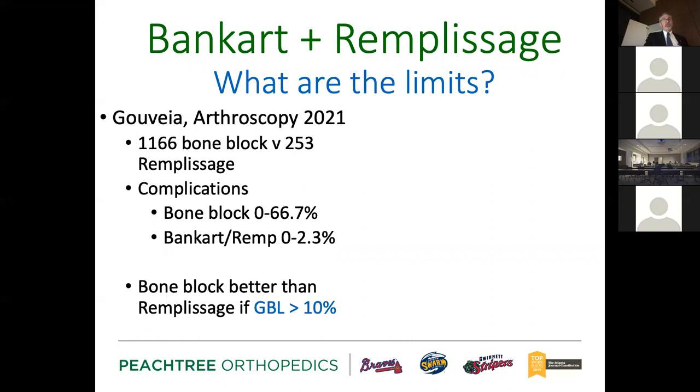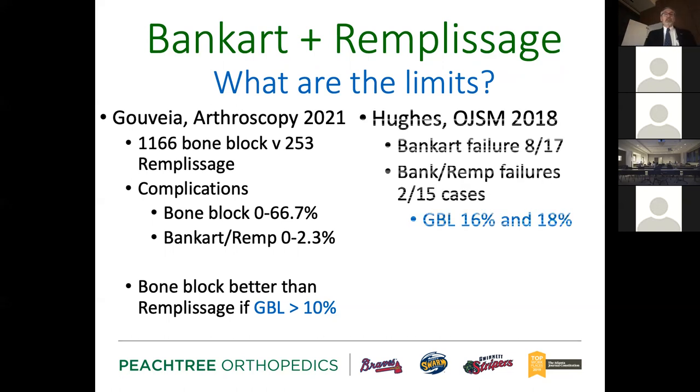So what are the limits of the remplissage? Well, look at these different series. Govea, in 2021, a large series, over 1,000 patients with bone blocks versus 253 with remplissage, found a much higher complication rate with the bone blocks compared to the remplissage procedure. The bone block was better if the glenoid bone loss was greater than 10%. That's what he found. So if you have less than 10% bone loss, you could do a remplissage and have a much lower complication rate and equal result.